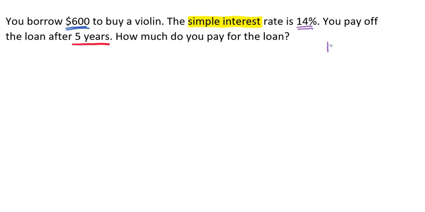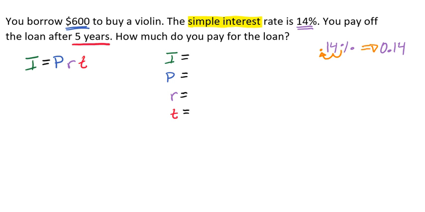So let's start by writing our percent as a decimal, because we'll need it in decimal form. So move our decimal 2 times to the left, and that's going to give us a decimal form of 0.14. So let's go ahead and let's fill in our values. So we don't know the interest that we're going to have to incur, but we do know that our principal amount was $600. We also know that we're borrowing at a rate of 0.14, and then we paid the loan off after 5 years. So let's go ahead and let's plug those values in so that we can figure out how much we have to pay in interest.